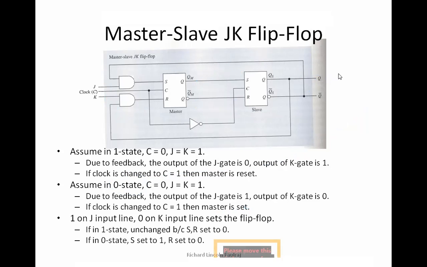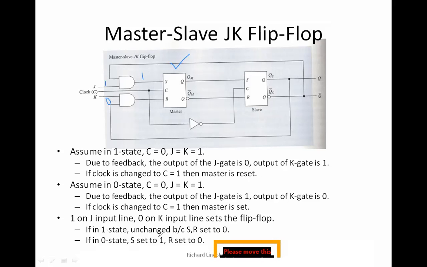Any doubts, students? No, sir. Okay, now let us go to the next case. Now whenever there is a 1 on J input line, 0 on K input line, this sets the flip-flop. So we all agree with that, right? So whenever our J is equal to 1, and whenever there is a 0, then what happens? We can expect if it's a 1 state, or if it's a 0 state, let us say 0 state, then this is going to be in set. This will be in a set state.